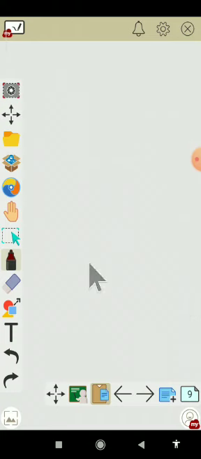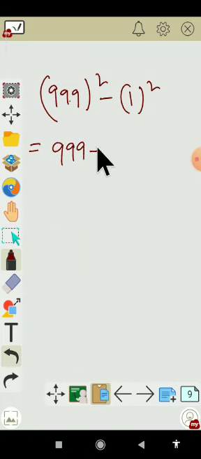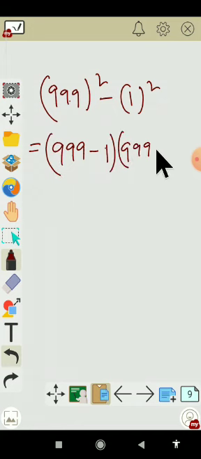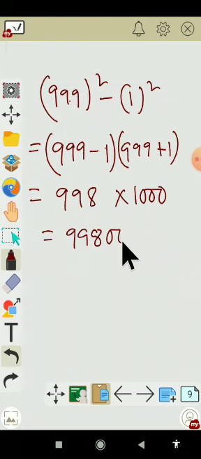Now we will see some more problems on a square minus b square. Suppose the problem is given like this one. So how do you write this? a square minus b square, that means a minus b and a plus b. So the answer will be this.